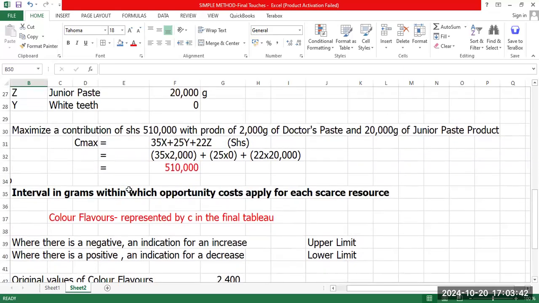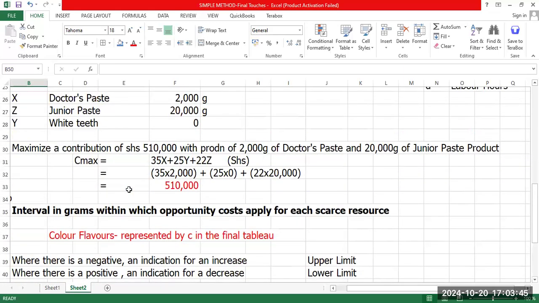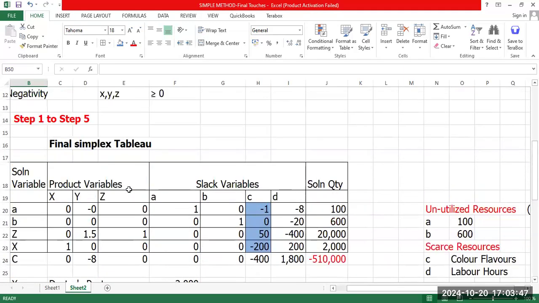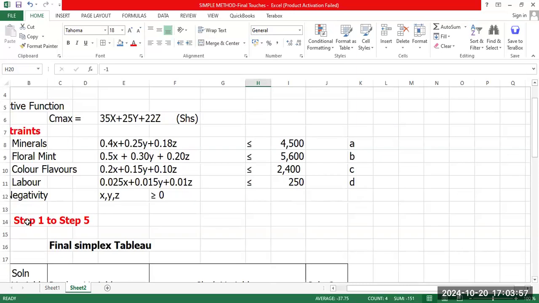But let me hope we identified the right column. What column? Okay.